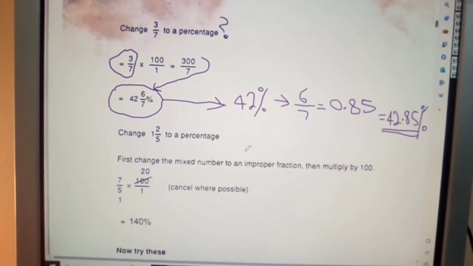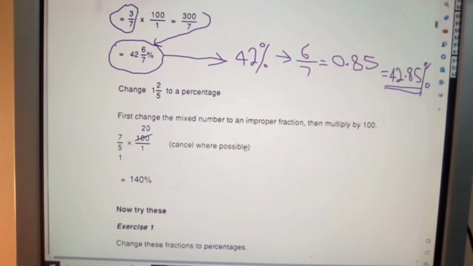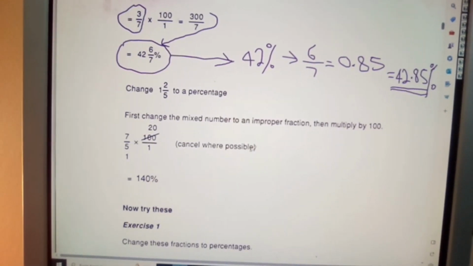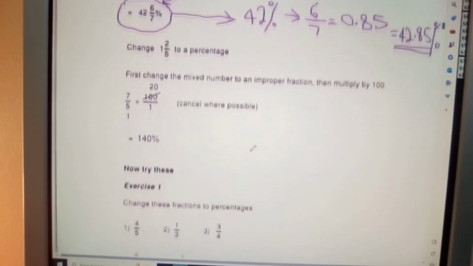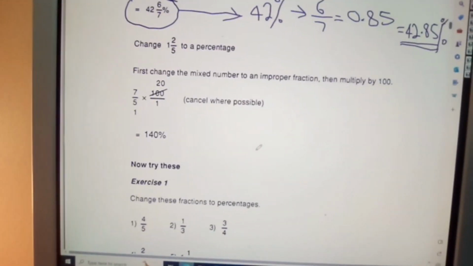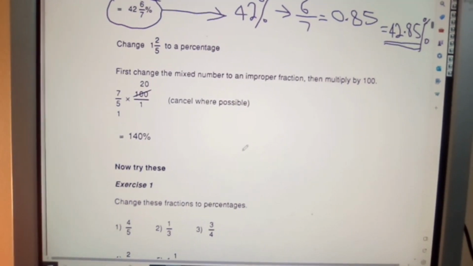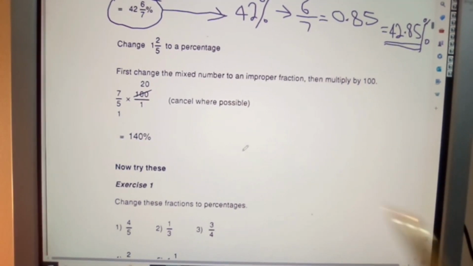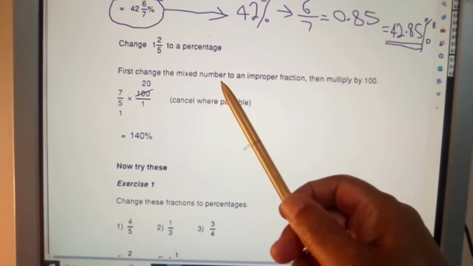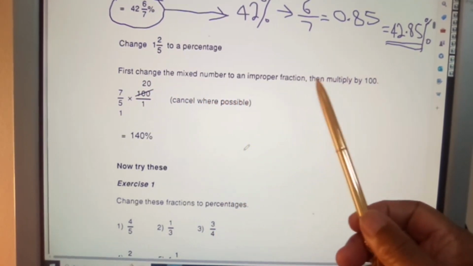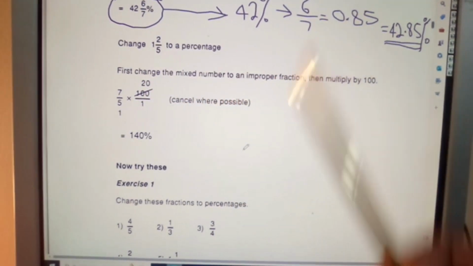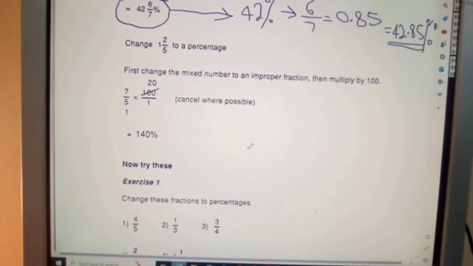Change 1 and 2/5 to a percentage. First change the mixed number to an improper fraction, then multiply by 100, and you would have done this earlier.